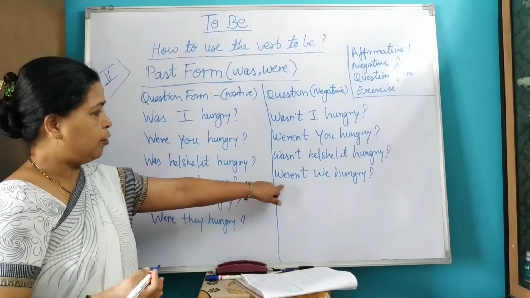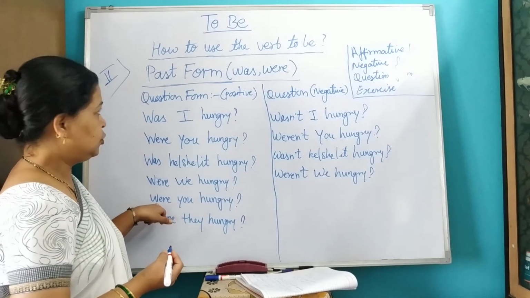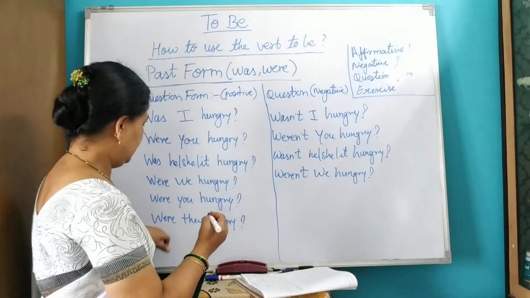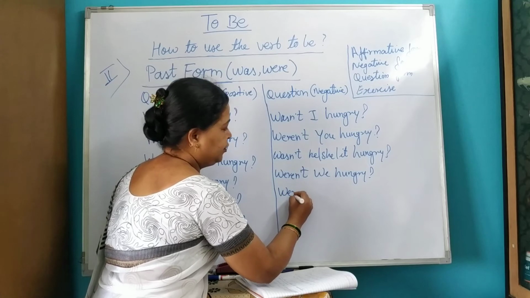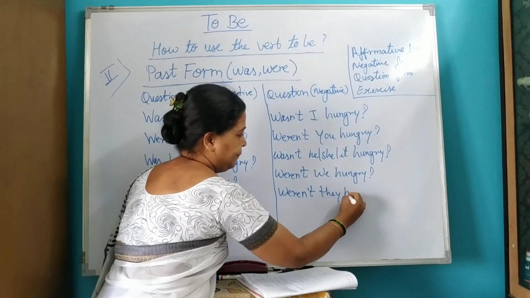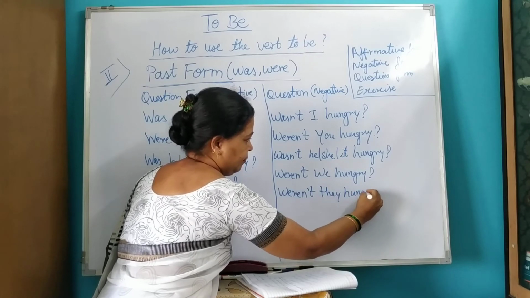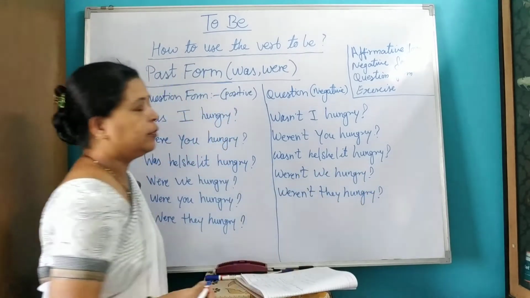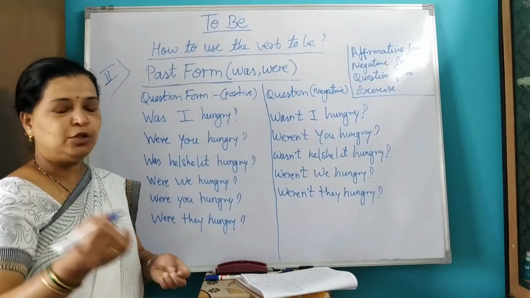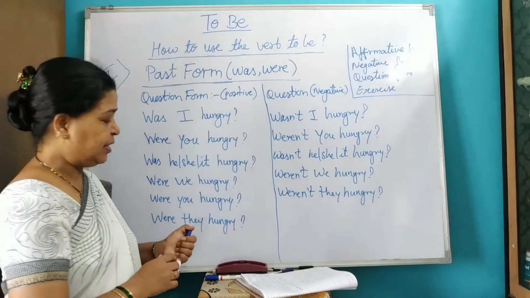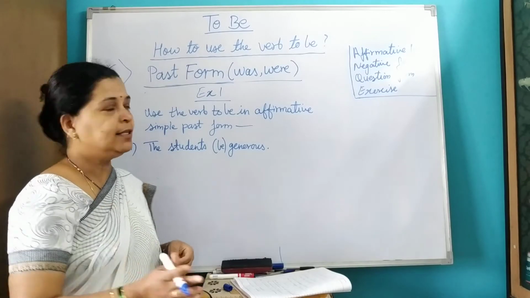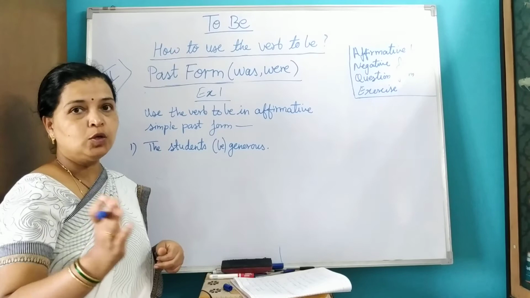The contraction form we have used here to form negative questions. Then the last one, weren't they hungry? Okay. So in this way we have formed negative questions. Now let's do some exercise based on it. Exercise based on was, were.